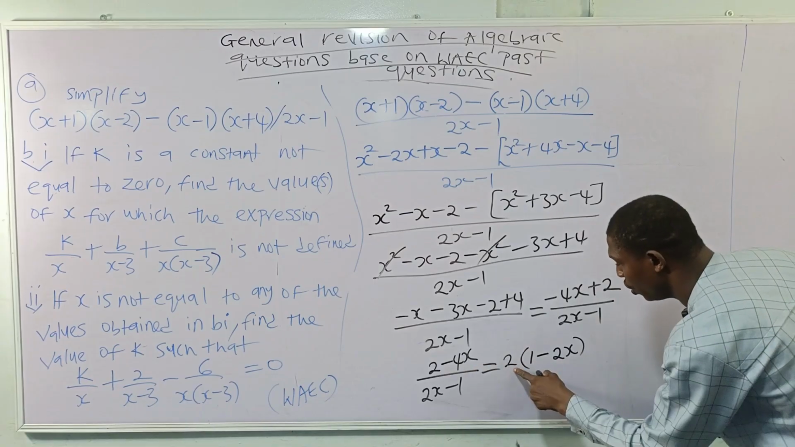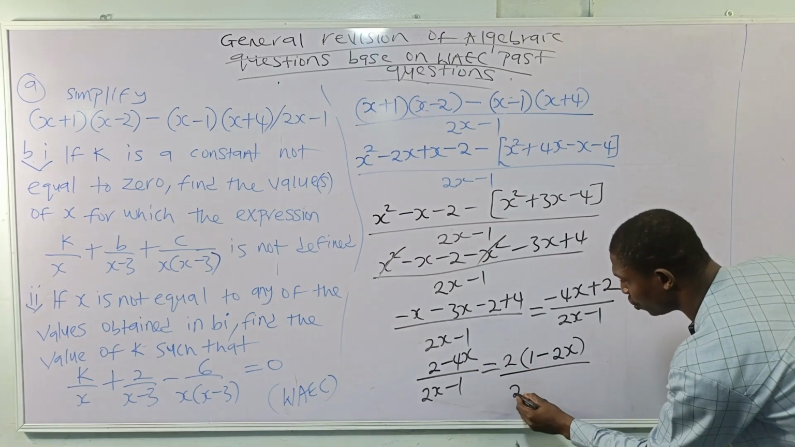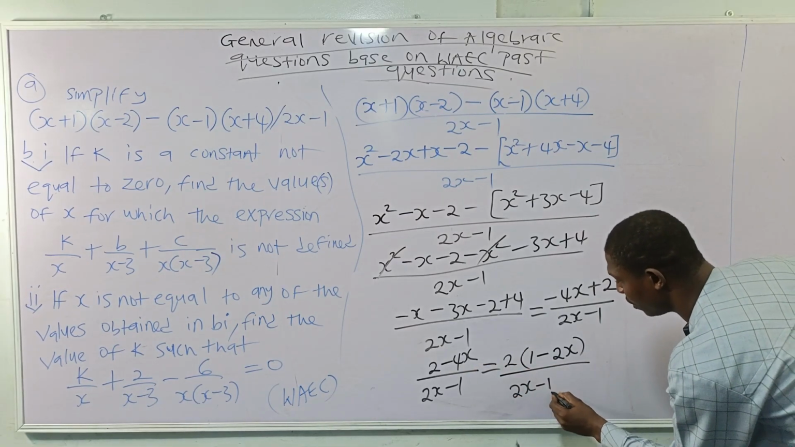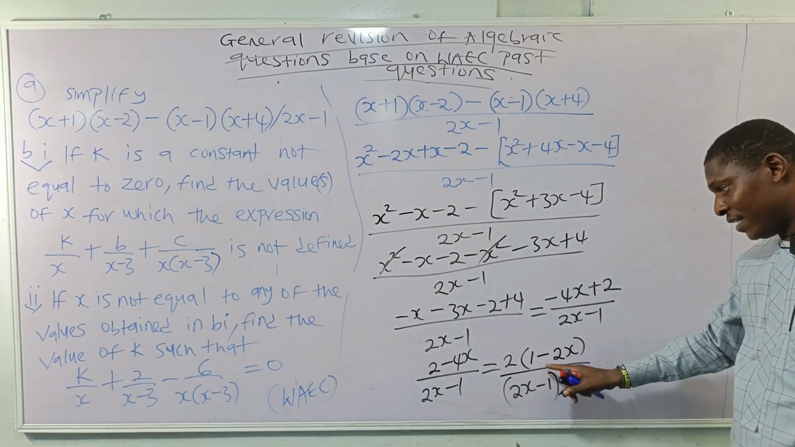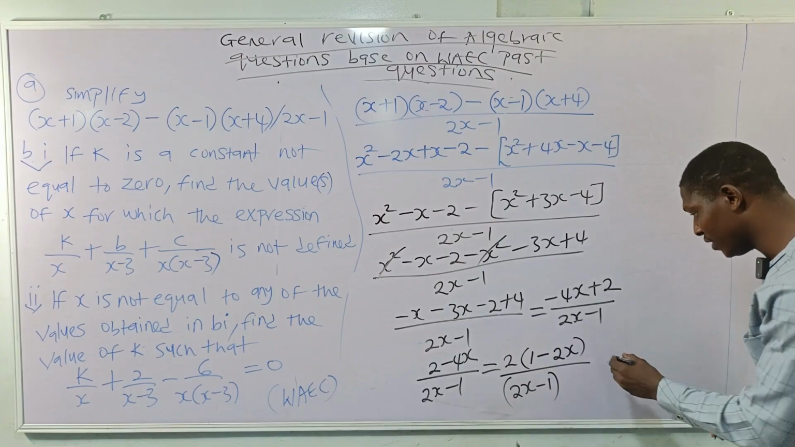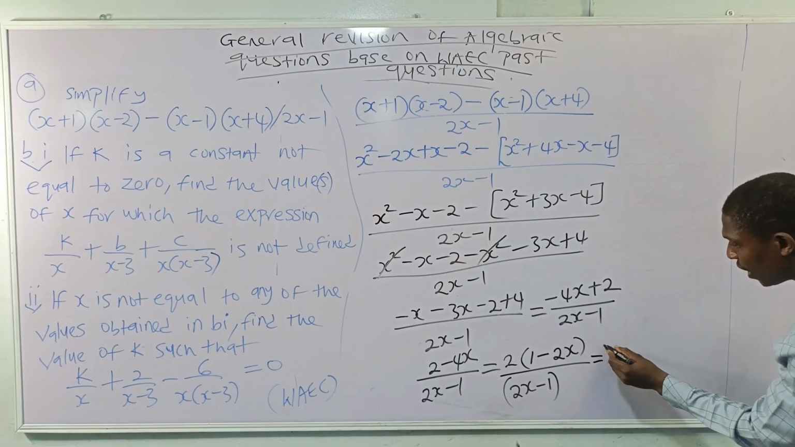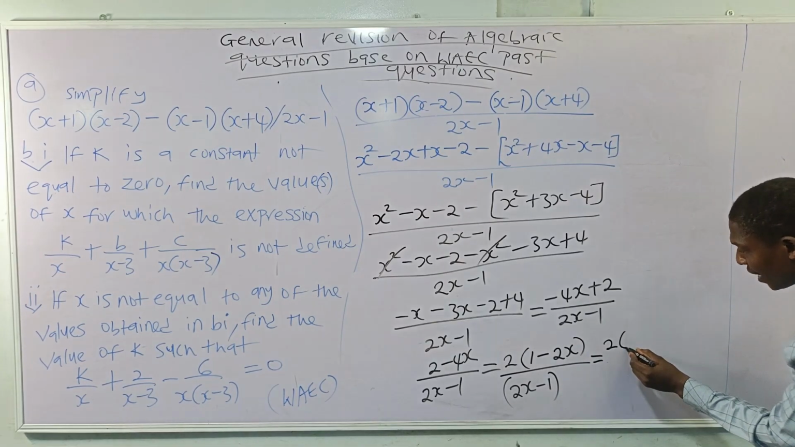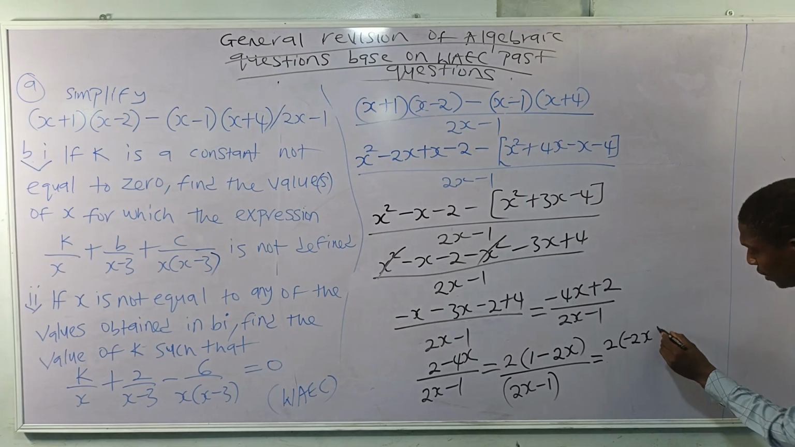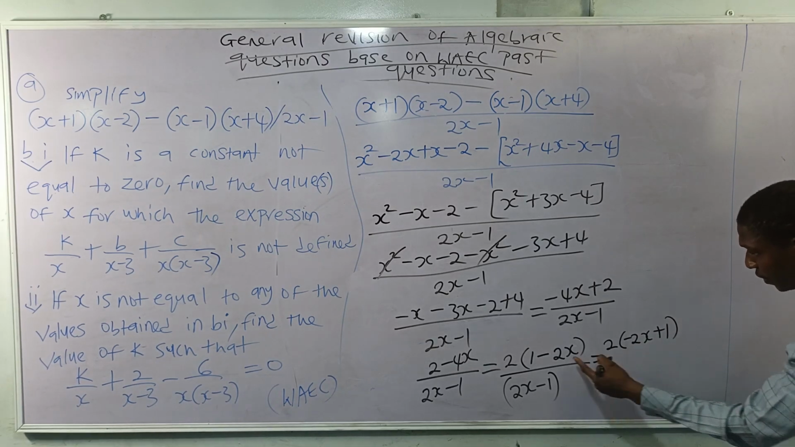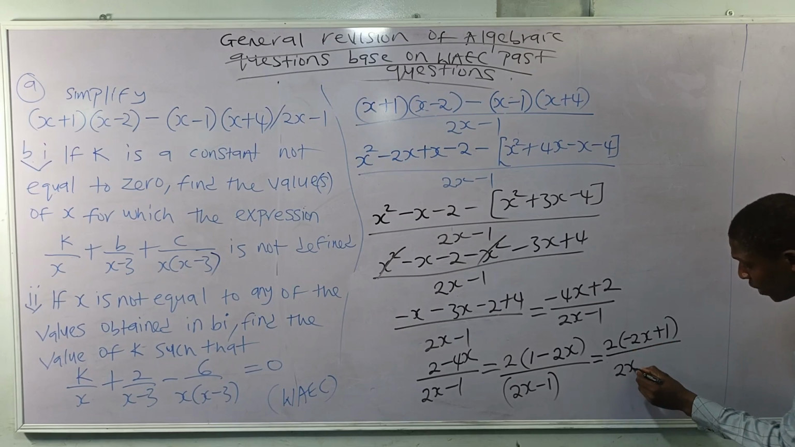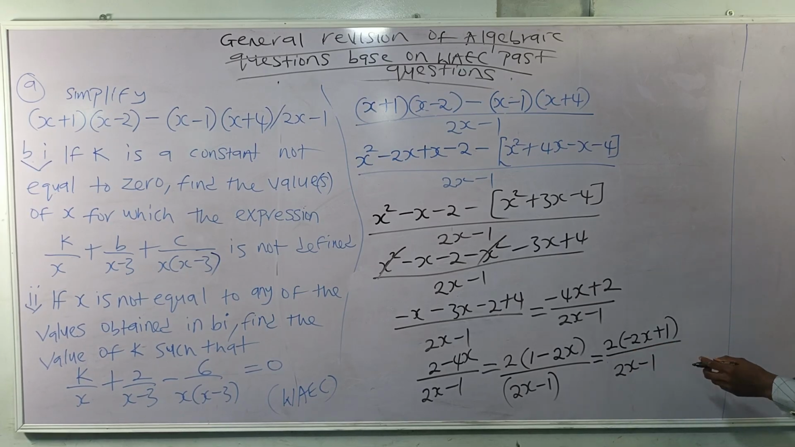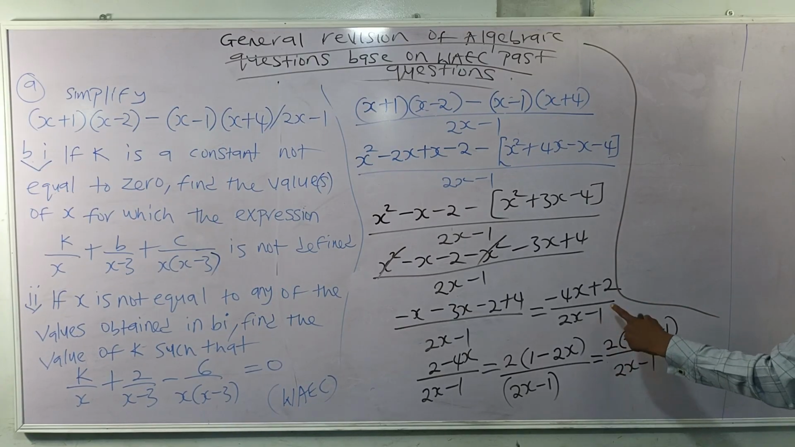2 times 1, 2. 2 times 2 is 4x, all over 2x minus 1. Now, you can see that y here is positive 1, here is negative 1, and y here is negative 2s, here is positive 2s. So I can rearrange to have 2 brackets negative 2x plus 1. Rearrange, I didn't change anything, minus 2x plus 1 all over 2x minus 1. And if I come to the top, I can use negative to multiply up and down.